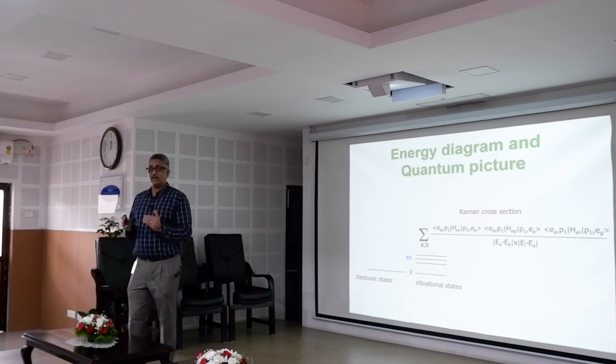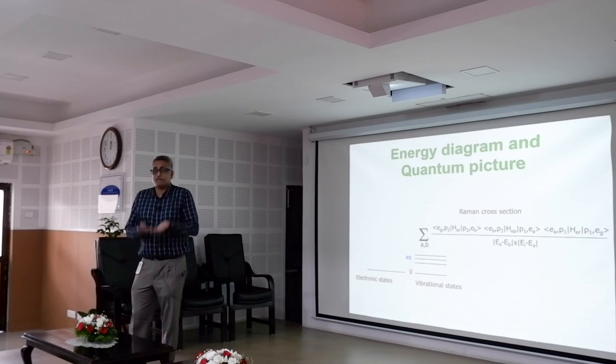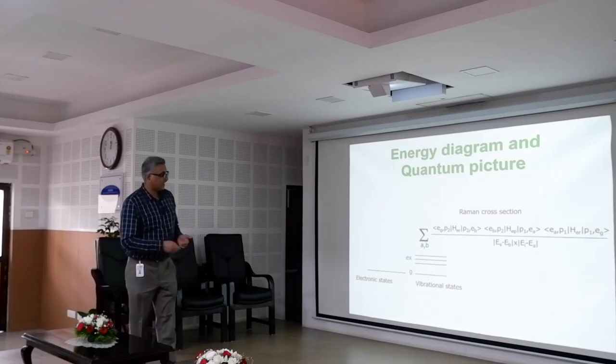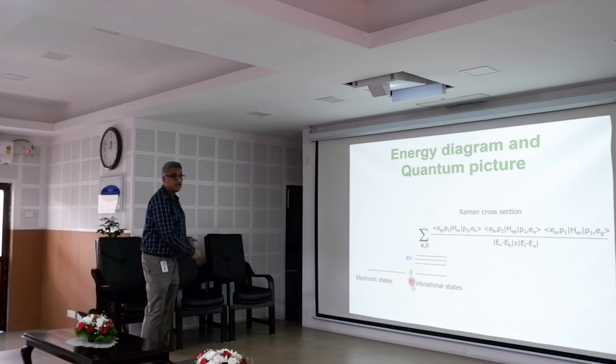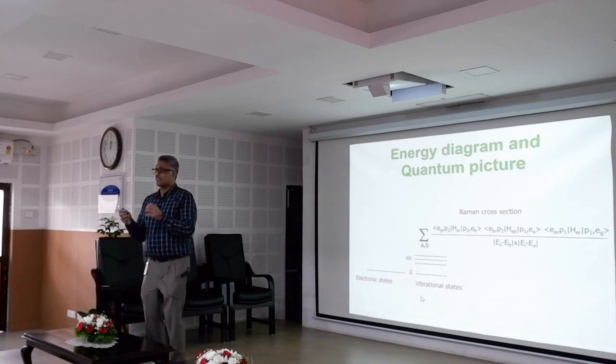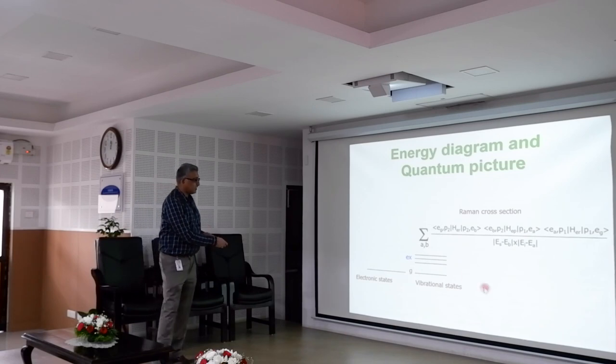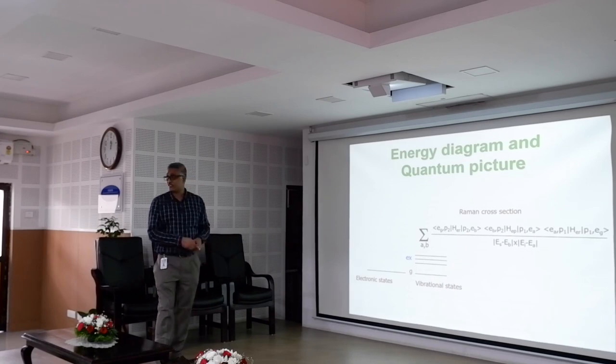So whenever you have any light falling on any material, it has to be absorbed completely, right? The only thing which can absorb light is electrons. So you have electronic levels here. But all electronic levels are coupled with the vibrations also. I have just separated them out. So this is the vibrational ground state and the excited vibrational state.